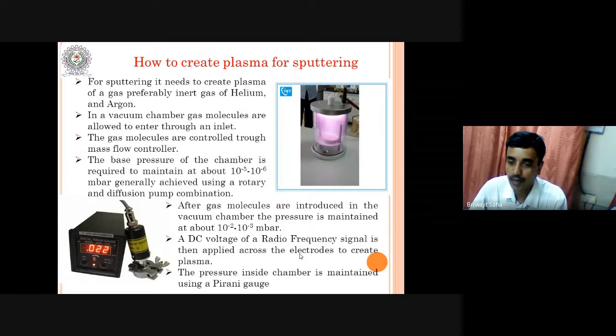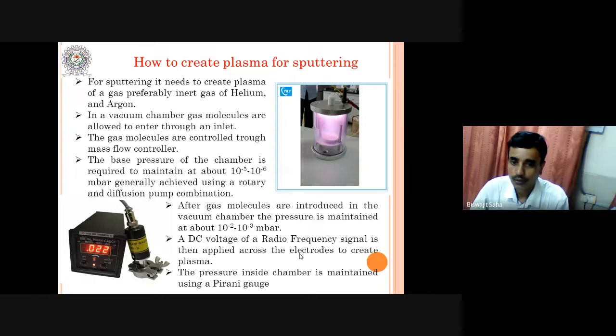After the vacuum is achieved and the pump is allowed to run for approximately half an hour or 1 hour, then the chamber may be allowed to introduce some intended gas molecules like argon and helium. After a DC voltage and a radio frequency signal is applied, these gas molecules become ionized and a glowing plasma is created inside the chamber, and this plasma state produces continuous ions and electrons. These ions, after getting sufficient kinetic energy and momentum, are accelerated by the applied field and collide with the target. During collision, they impart momentum to the target molecules. The target molecules get excited, are ejected out, and are deposited on a substrate inside the chamber. So this is how sputtering can be achieved by using plasma.